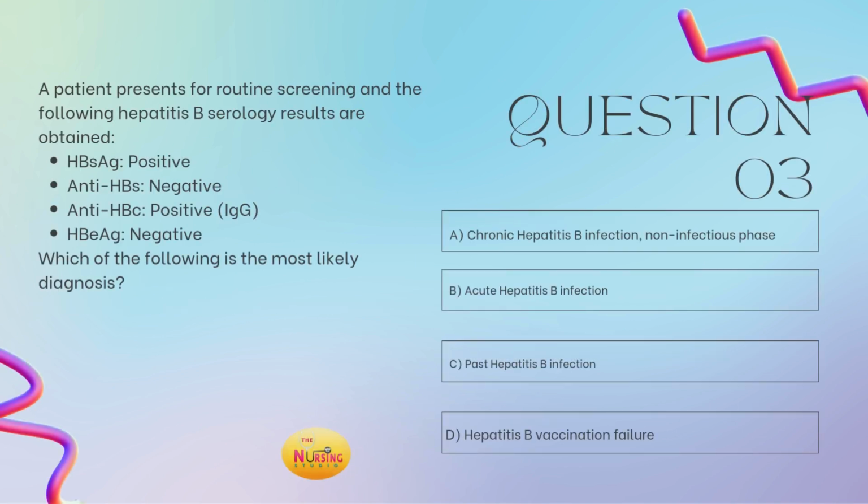And lastly, question number 3. A patient presents for routine screening and the following hepatitis B serology results are obtained. The HBsAg is positive, the anti-HBs is negative, the anti-HBc is positive for the IgG, and the HBeAg is negative. Which of the following is the most likely diagnosis? Is it A, a chronic hepatitis B infection, non-infectious phase, B, an acute hepatitis B infection, C, a past hepatitis B infection, or D, hepatitis B vaccination failure? Take a moment and tell me what you got.